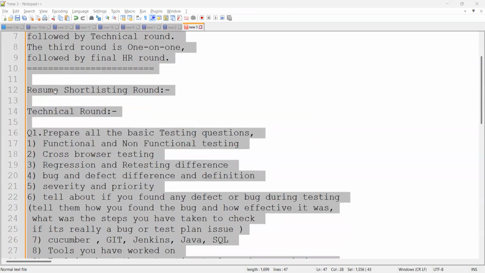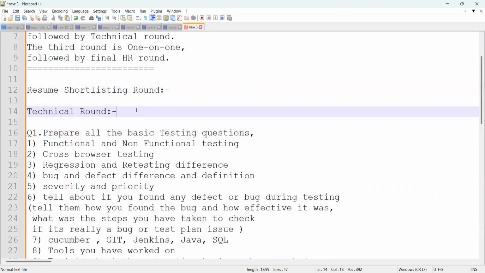Suppose you have cleared the resume shortlisting round, you got a call from HR and they scheduled the interview. The important part is the technical round. The importance of the technical round is that whatever you have written in your resume, you should know those details which you have mentioned in your resume.